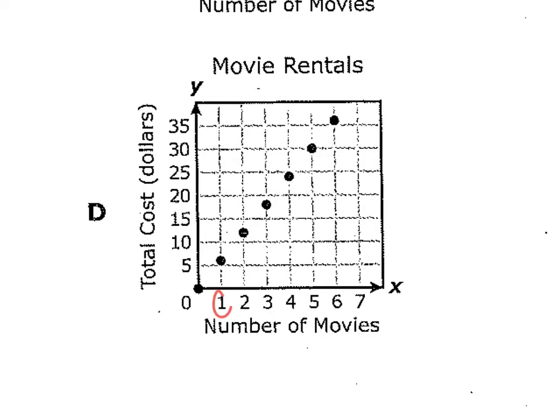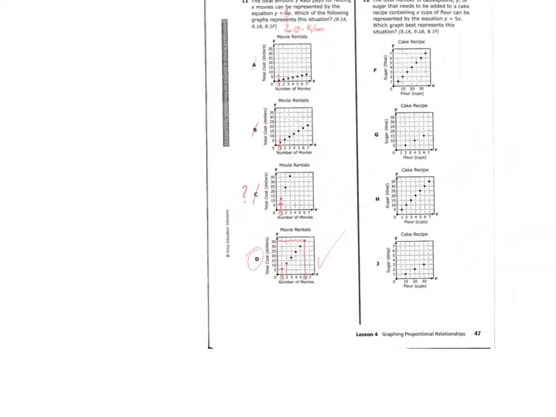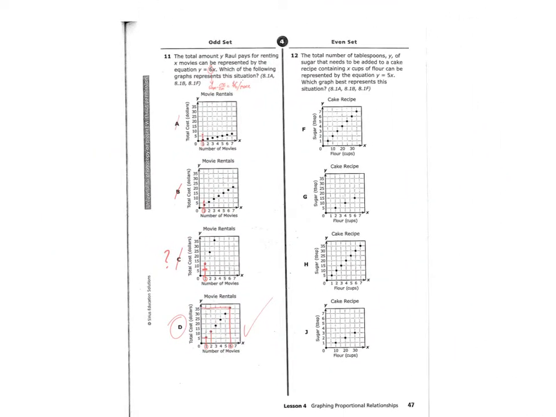Looking at D, here is one movie, and it looks like it costs right where we need it to. So that'd be $6 for one movie. If I were to go to 2 movies, that should cost around 12. That looks good. Let's go all the way to 6, so it'd be 6 times 6. That would be about 36. This looks perfect. That one is exactly what we're looking for. So you guys try 12 on your own.